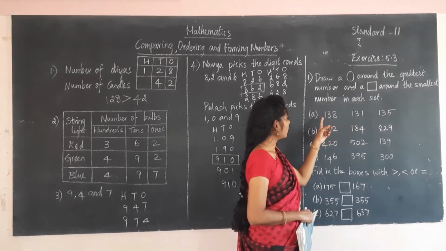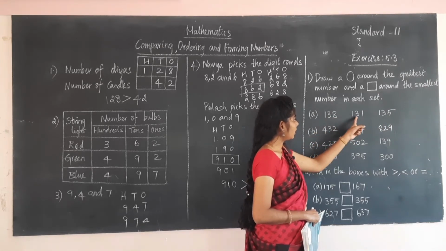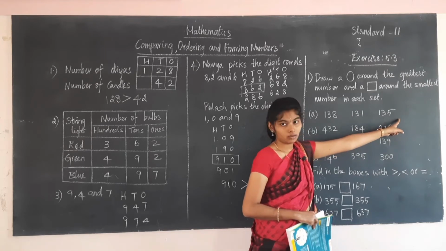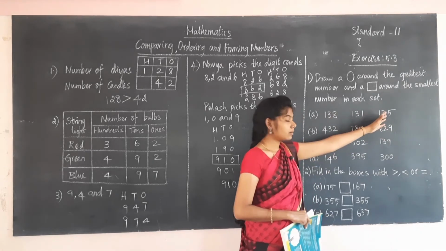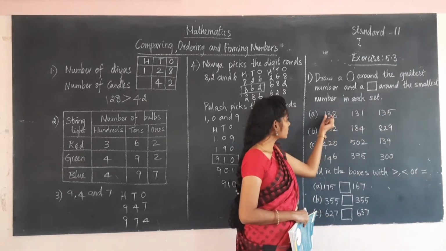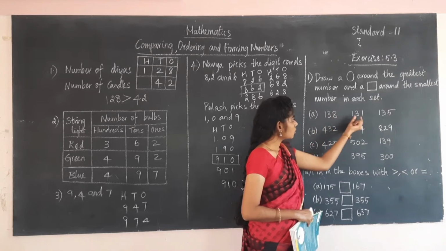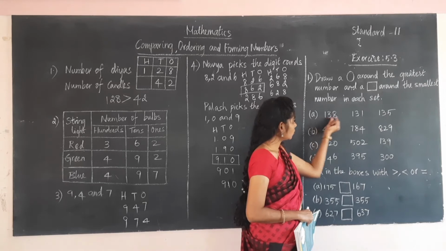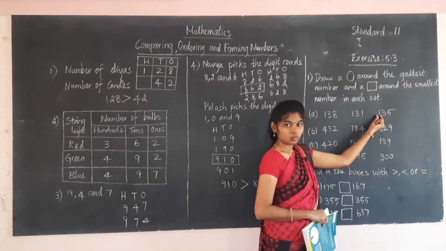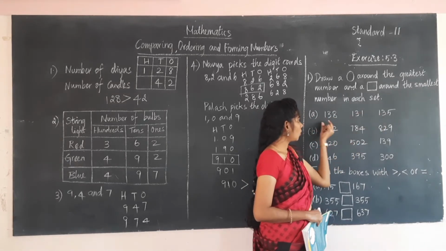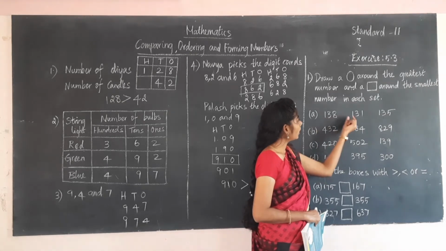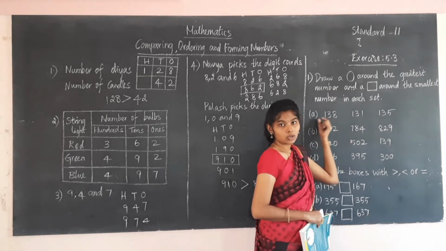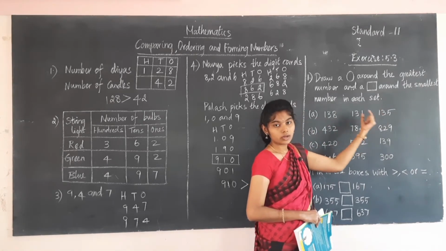So here first one is 138, 131, 135. So by here itself you can mark the places. This is ones place, this is tens, this is hundreds. So first we have to compare the hundreds place number. So see the hundreds place alone. So what is the number here? 1, 1, 1. So everything is same, so we cannot find which one is the greater.